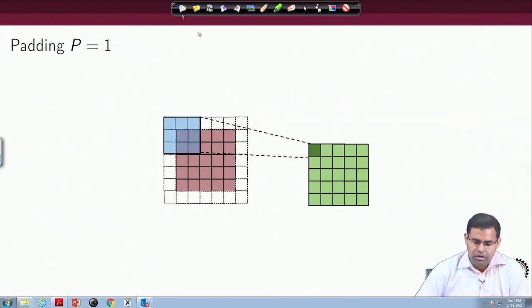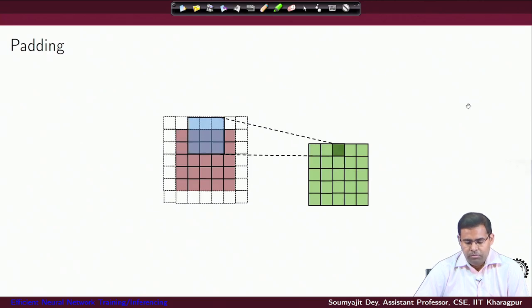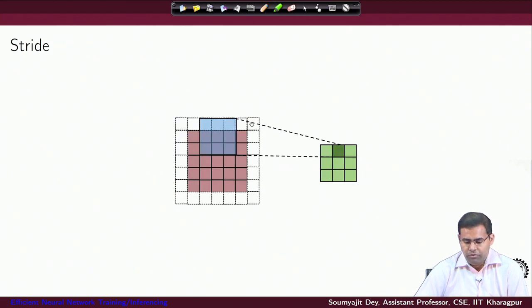So, with p equal to 1, this is how you make progress and compute the convolved output. You are moving in strides of 1 and you get all the values computed. If we just show a small simulation of s equal to 2, just like we discussed, you will move in hops of 2, and the output will be 3 cross 3, right.